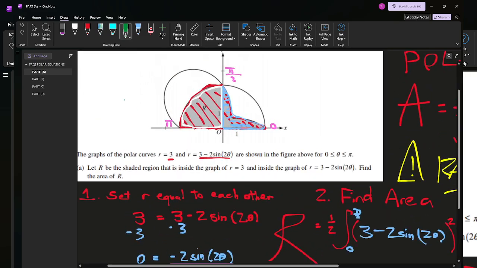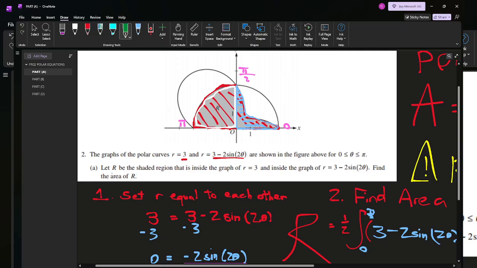Let's focus on reading part A. Let R be the shared region that's inside the graph of r equals 3 and inside the graph of r equals 3 minus 2 sine 2 theta. Find the area of R. So the question asks you to find the area, right? And what's this area? This whole shared region over here.